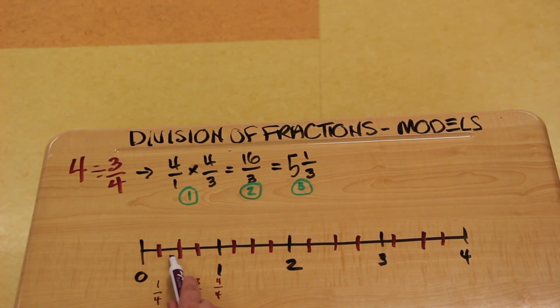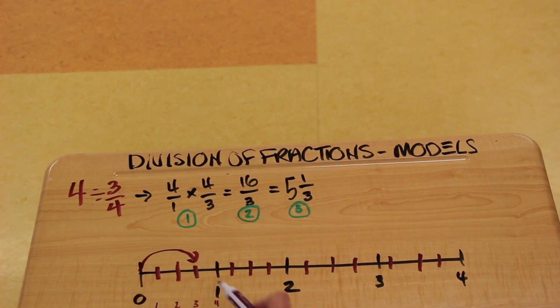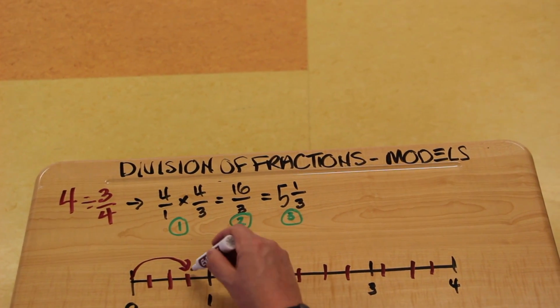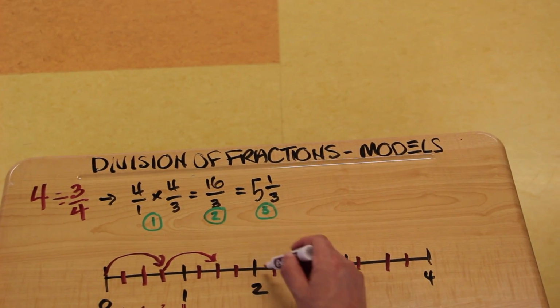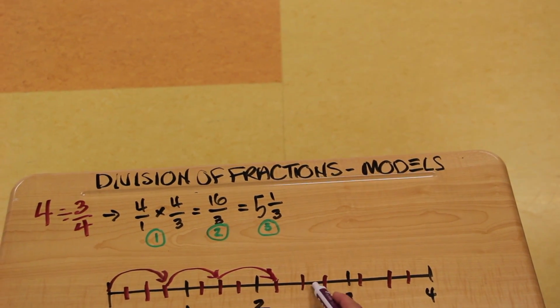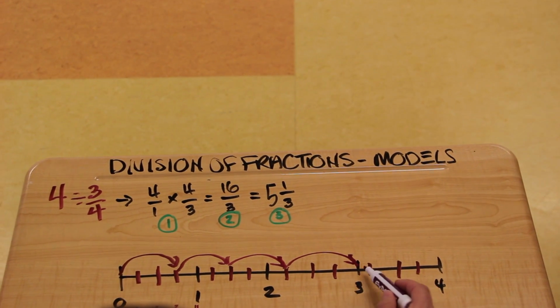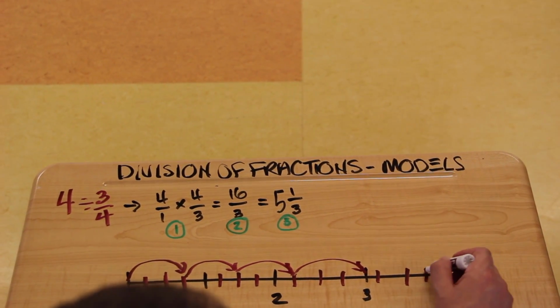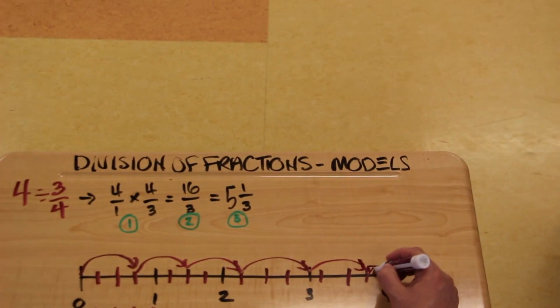So what we're going to do is count the total number of 3/4 that we have. Here's 1, 2, 3/4. There's 1. 1, 2, 3/4. There's 2. 1, 2, 3/4. There's 3. 1, 2, 3/4. There's 4. 1, 2, 3/4. There's 5. And then we have 1 left over here.